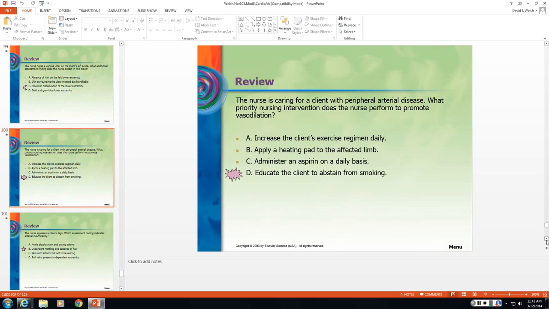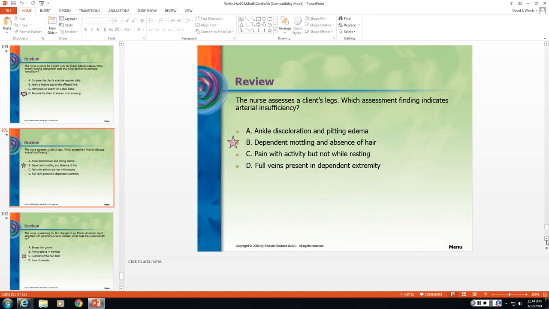Okay, the nurse is caring for a client with peripheral arterial disease. What priority nursing intervention does the nurse perform to promote vasodilation? Is it going to be increase the client's exercise regime, apply a heating pad to the affected limb, administer an aspirin on a daily basis, or educate the client to abstain from smoking? So the best intervention is going to be to educate the client to abstain from smoking.